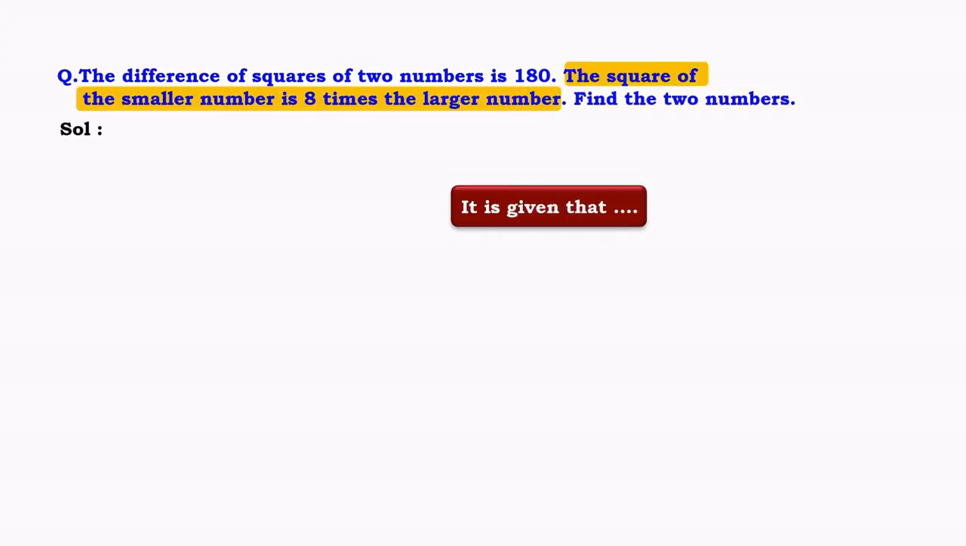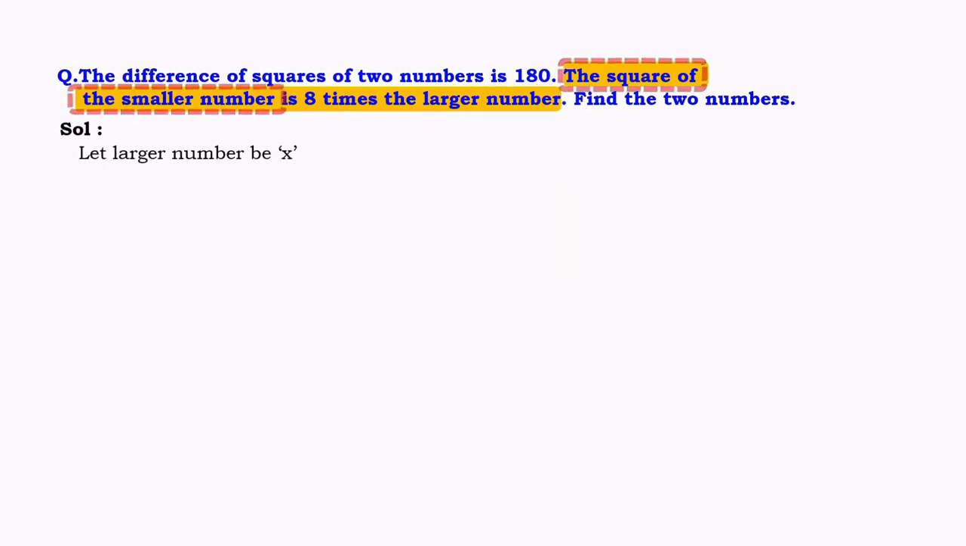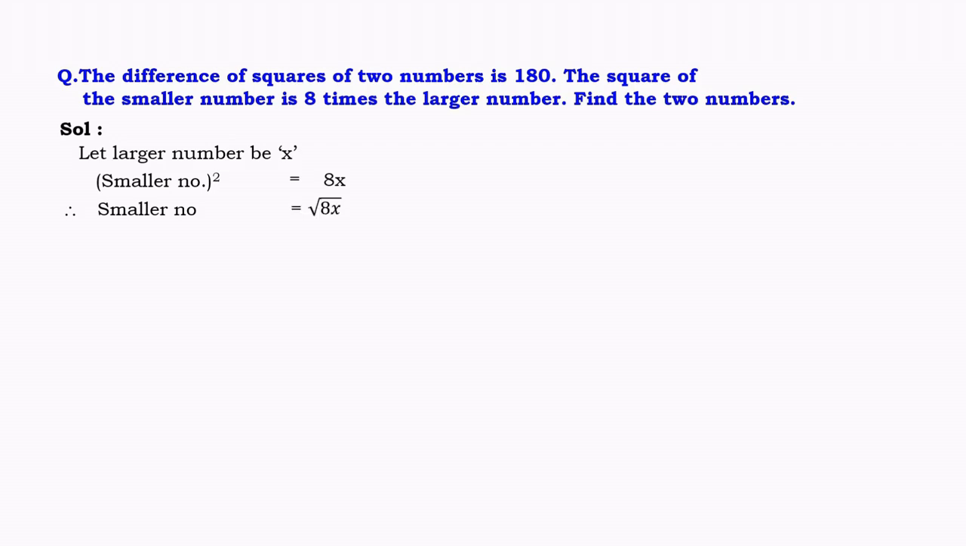Since this is a comparative statement, let us assume the larger number is x. According to the question, the square of the smaller number is 8 times the larger number. Therefore, square of the smaller number equals 8x. Taking the square root of both sides, we get smaller number equals square root of 8x.